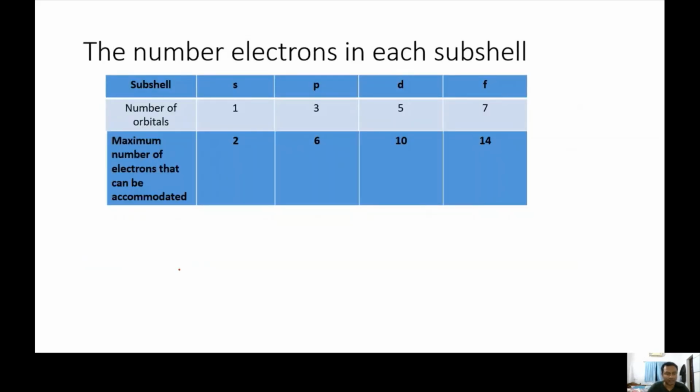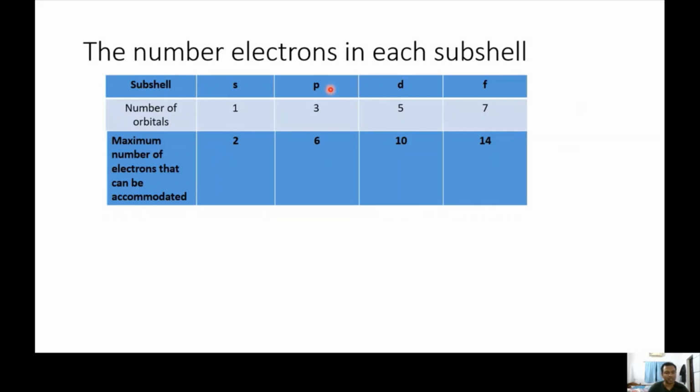Then we will see the number of electrons that can be accommodated in each subshell. We have already seen the number of orbitals in each subshell, and we also know that the number of electrons that can be accommodated in an orbital is a maximum of 2. So in subshell s, there is 1 orbital, so 1 into 2, 2. 2 is the maximum number of electrons that can be accommodated in subshell s.